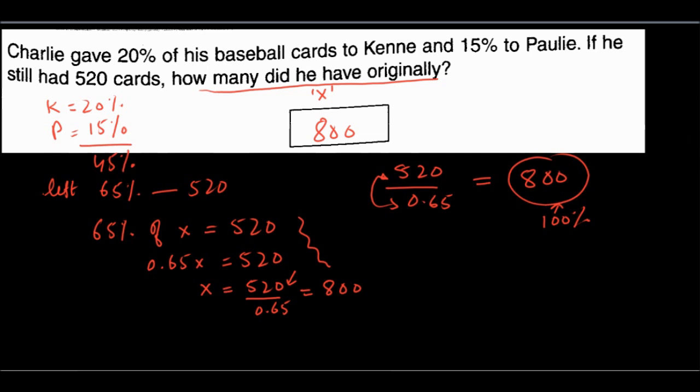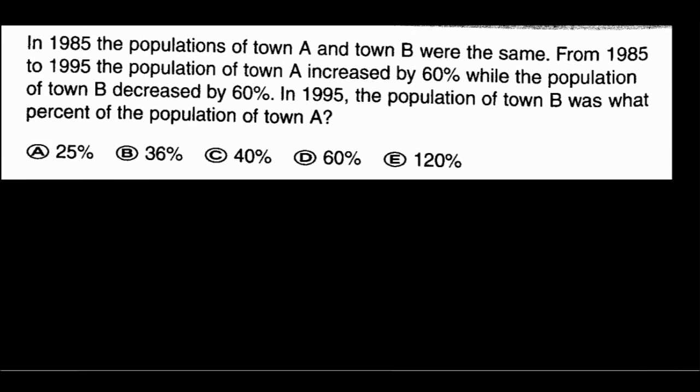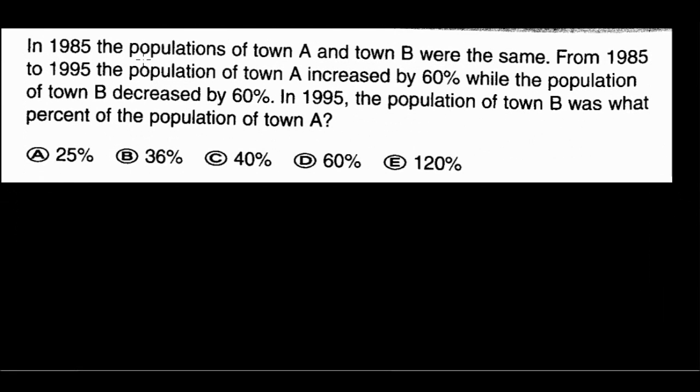Alright, let's do another one here. In 1985, the populations of town A and town B were the same. From 1985 to 1995, the population of town A increased by 60%, while the population of town B decreased by 60%. In 1995, the population of town B was what percent of the population of town A? These type of questions start off by assuming something. So here we know town A and B had the same population in 85. So let's say in 85, population of each town was 100.